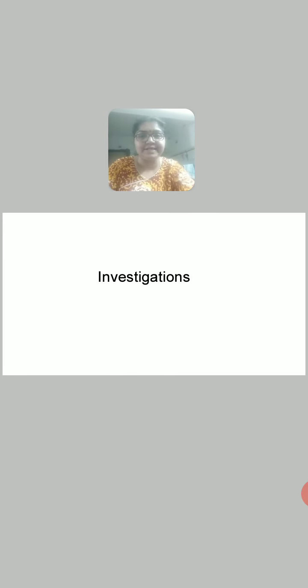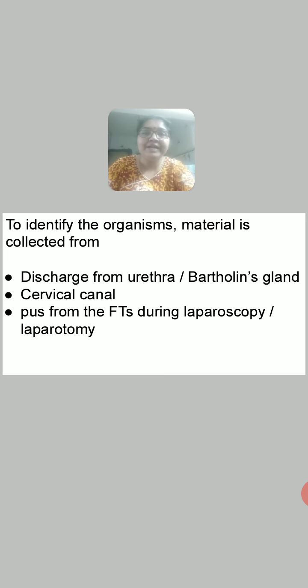Now we come to the investigations. To identify the organisms, material is collected from discharge from urethra. So the discharge from urethra can be taken to identify the organism, can be examined under microscope to identify the organisms. Or the discharge of Bartholin's gland, that can also be used to check the presence of the organisms. Sample can also be taken from cervical canal, and the sample can be the pus from fallopian tubes, which is taken during laparoscopy or laparotomy.